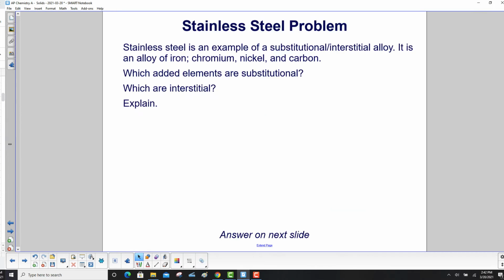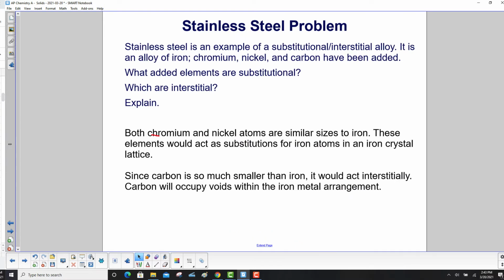Problem solving. Stainless steel is an example of a substitutional interstitial alloy. It is an alloy of iron, chromium, nickel, and carbon. Which added elements are substitutional? Which are interstitial? Explain. Both chromium and nickel atoms are similar sizes to iron. These elements would act as substitutions for iron atoms in an iron crystal lattice. Since carbon is so much smaller than iron, it would act interstitially. Carbon will occupy the voids within the iron-metal arrangement.